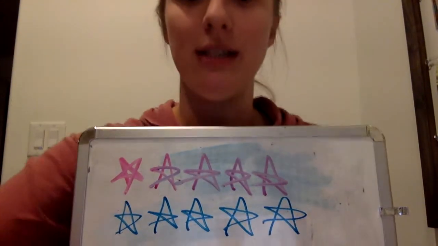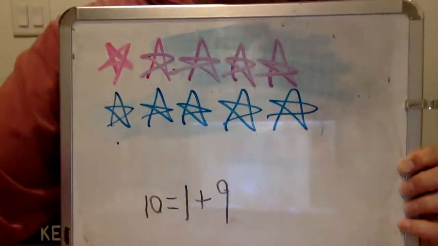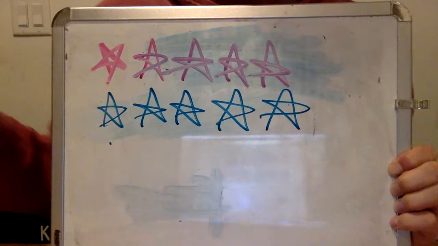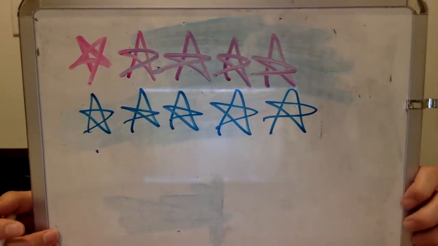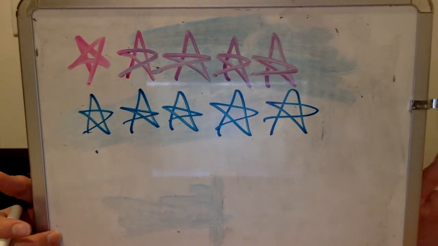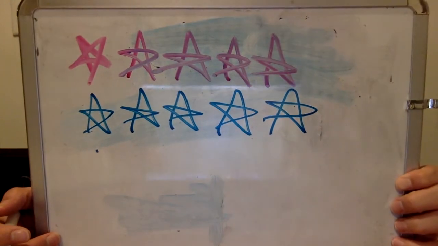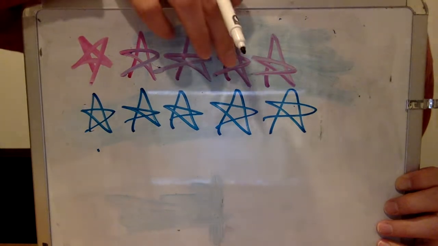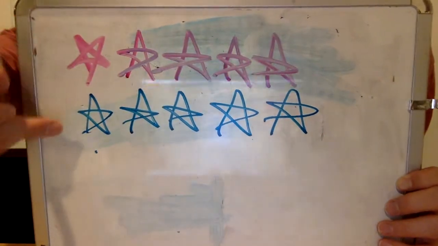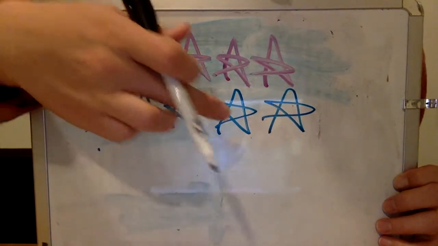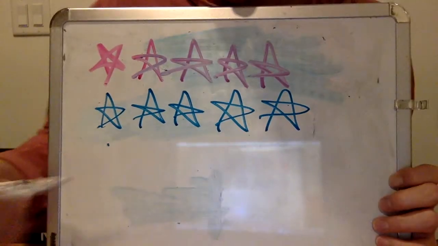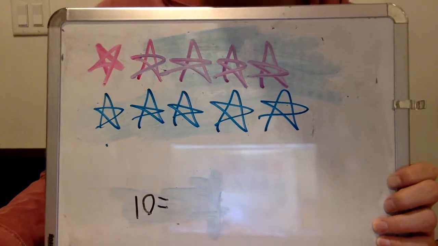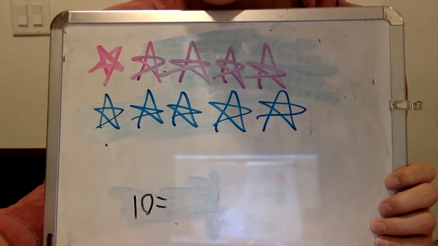Remember, I got to erase my equation, right? You count for me. How many stars do we have all together? All right, let's count and see. 1, 2, 3, 4, 5. Are you counting with me? 6, 7, 8, 9, 10. So we have 10 stars. So that's my total amount of stars. So that's going to be the first number that I'm going to write down.